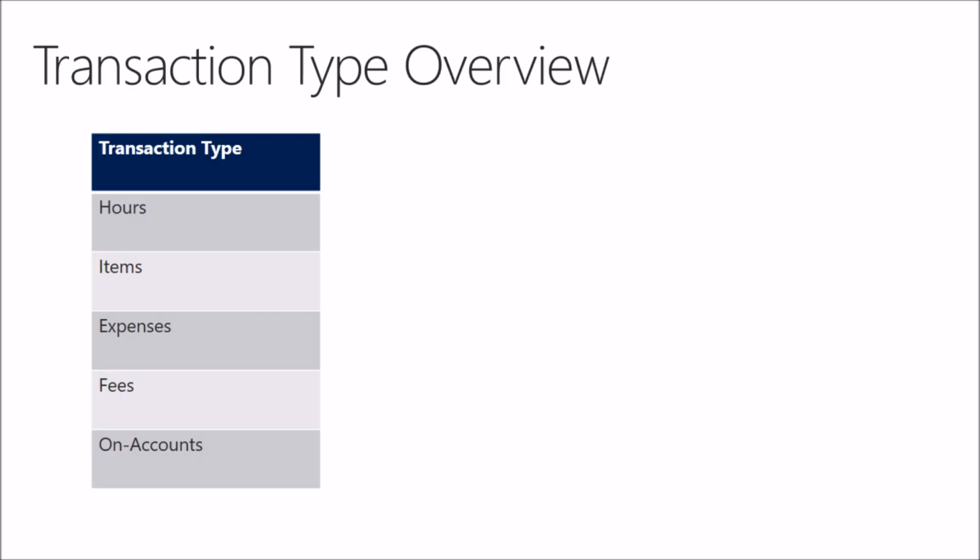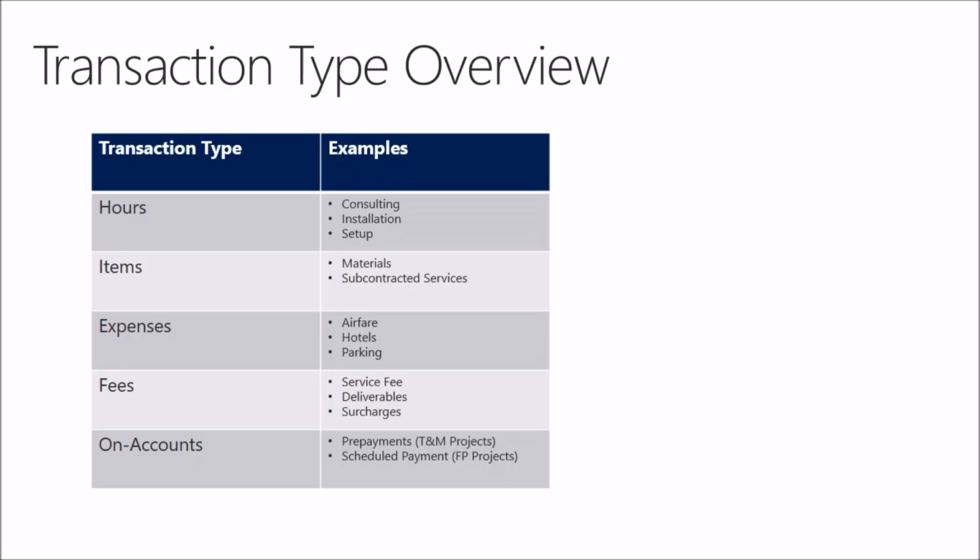And transaction types to me, they basically mean a grouping of business documents. I can give you some examples of methods to use each transaction type. So for hours, it's basically the labor that you're going to consume upon any project, and some examples of that would be consulting labor or labor that goes into installing something or set up, any type of labor where you're consuming hours. Items, this can be a little tricky topic because items and expenses can sometimes be interchangeable, but typically items reflect materials that you're consuming to a project or any subcontracted services.